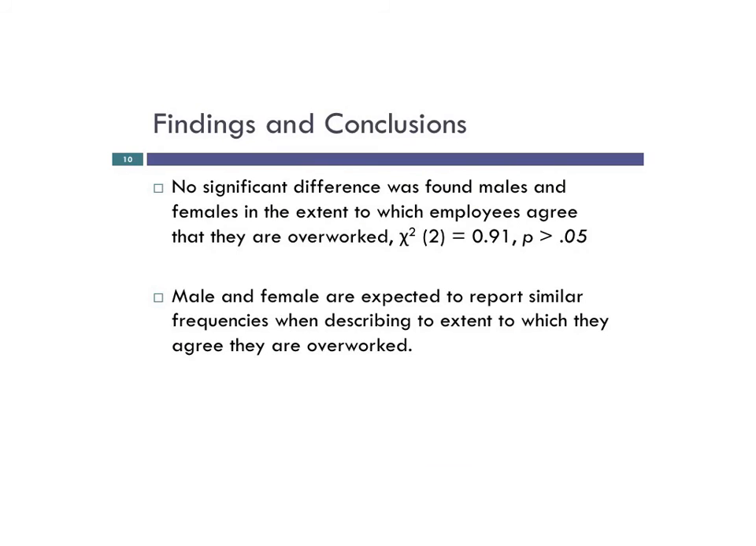Then I go into my next one. No significant difference was found in males and females in the extent to which employees would agree that they are overworked. A nice low chi-square. The degrees of freedom are reported there. P is greater than 0.05. And males and females are expected to report similar frequencies when describing the extent to which they agree they are overworked.